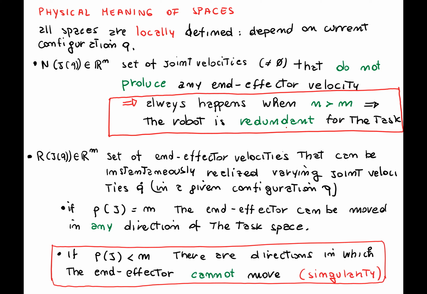And if we are talking about a redundant robot, if instead the Jacobian matrix is not full rank, so the rank is lower than the number of rows, it means that there are some directions, corresponding to some rows, in which the end effector cannot move. And we will see that this is the case of singularity. So again, using the concept of range space and null space, we can define both redundancy and singularities.